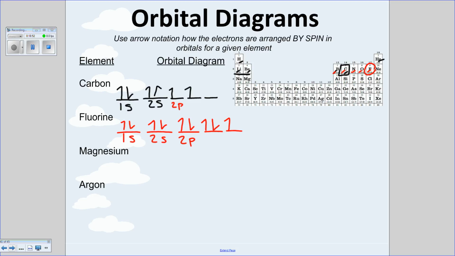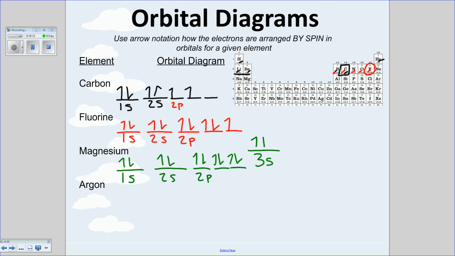Magnesium would be 1s, 2s, 2p, 1, 2, 3, 4, 5, 6, and then we go up to 3s here. And I'm going to do 1, 2 to get to magnesium. And I raised it up because it went up in energy level because I'm used to that, but you don't have to.